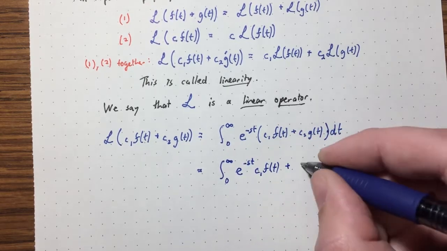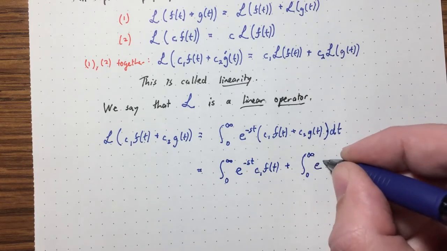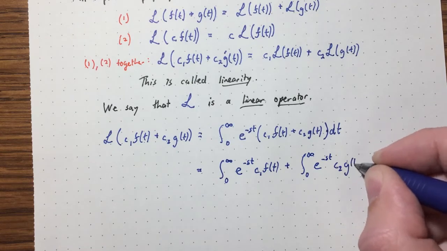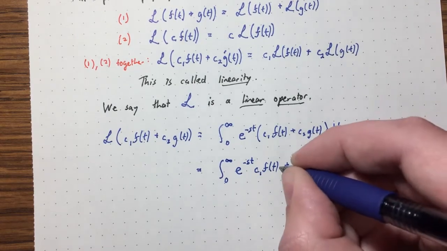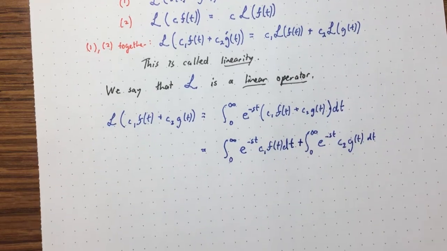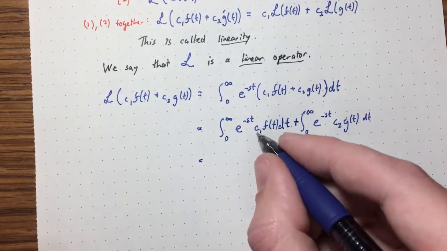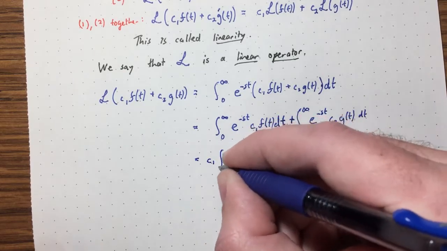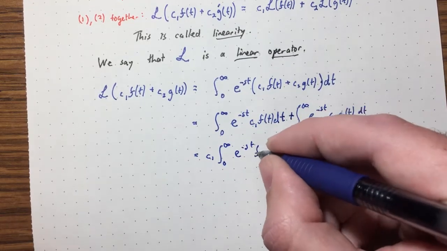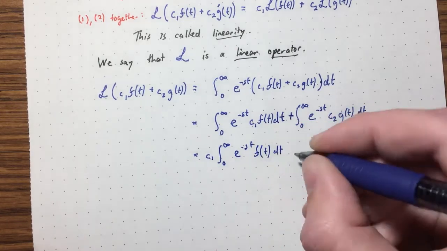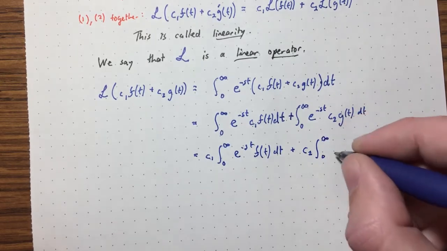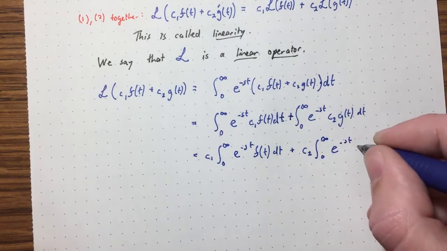Plus the integral of e to the minus st c2 g of t. Should have a dt. I'll turn that plus into a dt. Okay, and then, of course, I can take constants outside of the integrals. So the linearity of the Laplace transform actually just comes from the linearity of the integral.